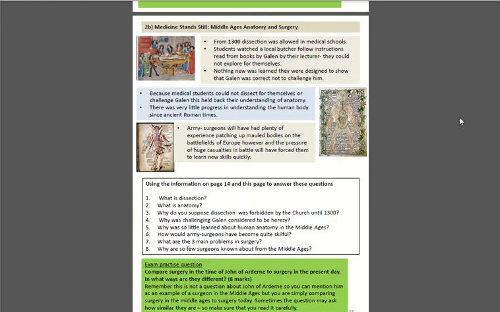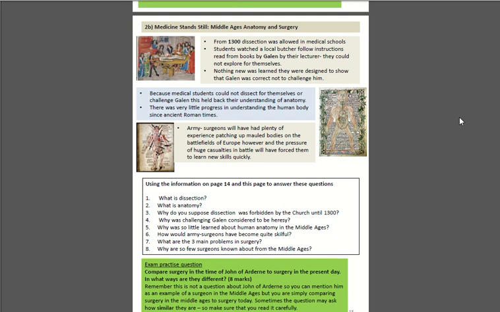Now, as you could probably work out, surgery didn't really progress during this time period. And even when the dissection of bodies in 1300 was allowed to see their anatomy, how the body is made up, nothing new is actually learned, as they were just there to show that Galen was right and not challenge him, even though, as we learned in previous lessons, he was wrong.